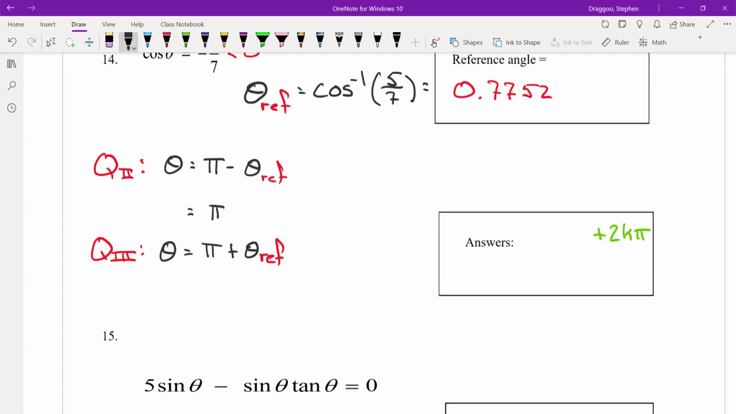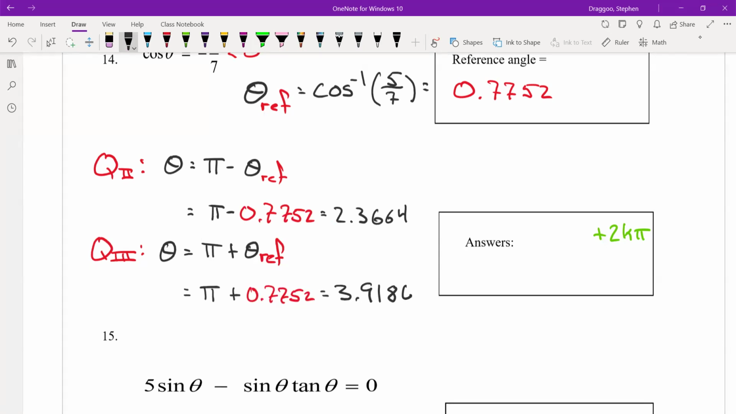This looks like pi minus 0.7752, which comes out to 2.3664. If I do that same thing, but do pi plus 0.7752, I got 3.9186. Again, all that you'll just go to a calculator to get. Wouldn't expect anyone to do that by hand.